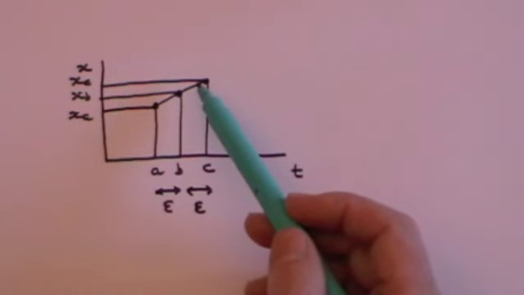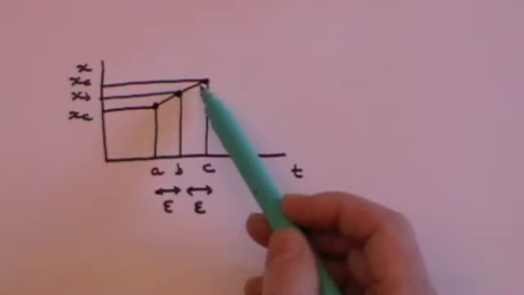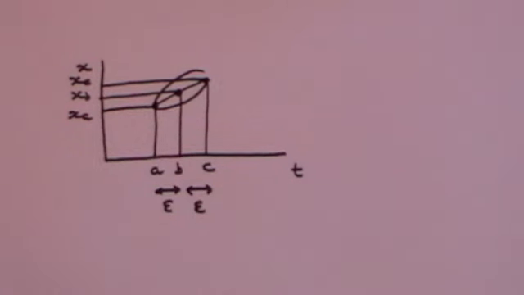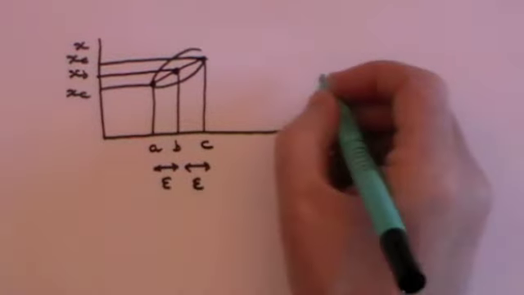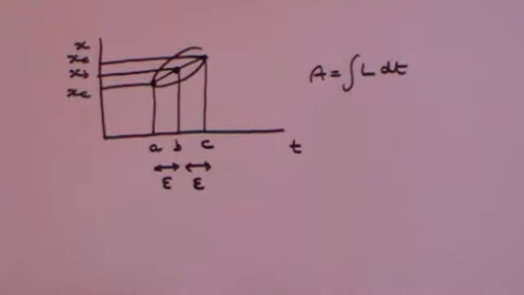The question I want to ask myself is, why did the ball go through point xb en route from xa to xc? Why didn't it do something like that, or something like that? What made it go through xb? And we know the answer to that. That is when the action, which is the integral of the Lagrangian over the whole of time, is minimised.